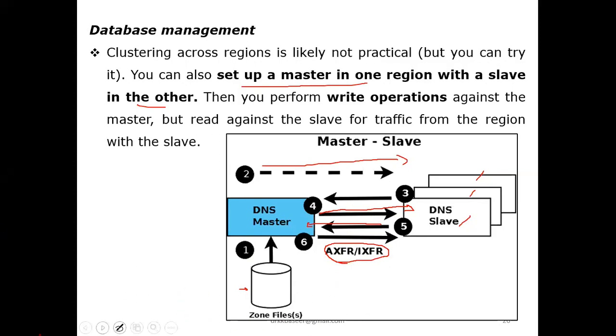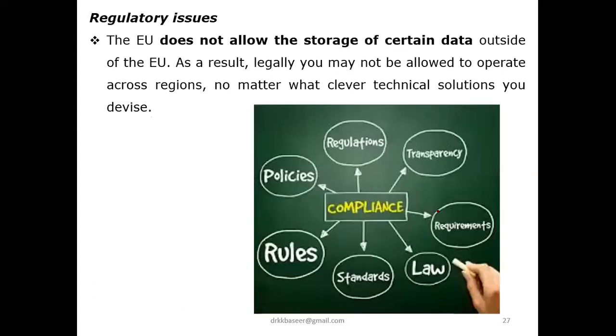Whatever operations you have done, you write the operations in the DNS master, and they are automatically reflected in the DNS slave as well, right? Now this third subheading is regulatory issues in the operations across regions.